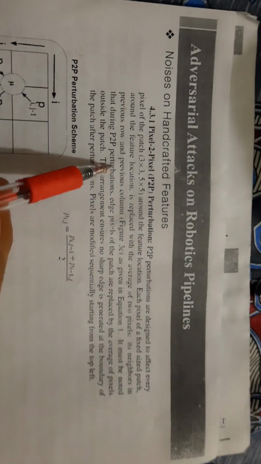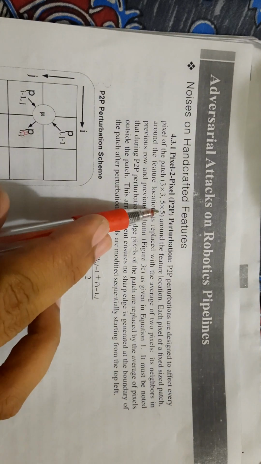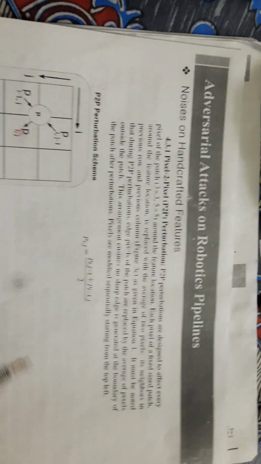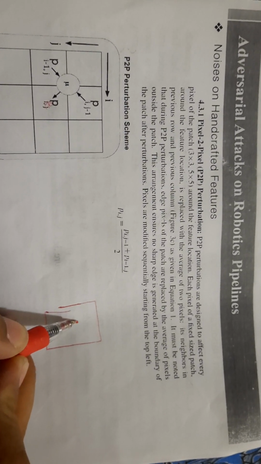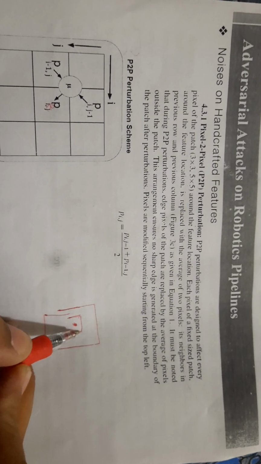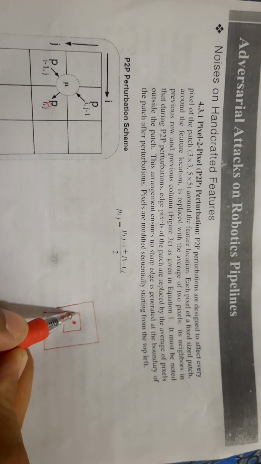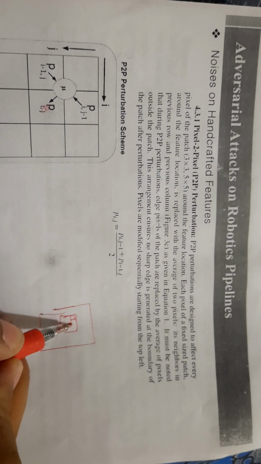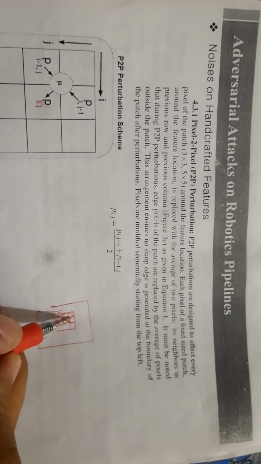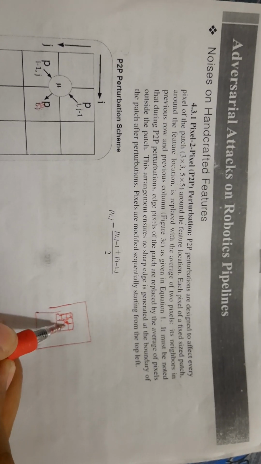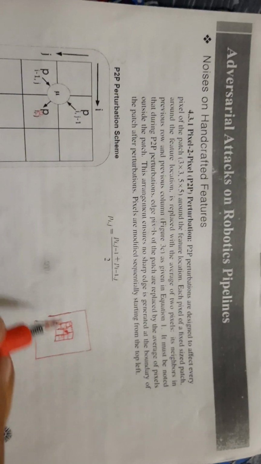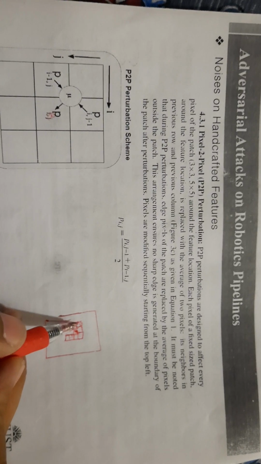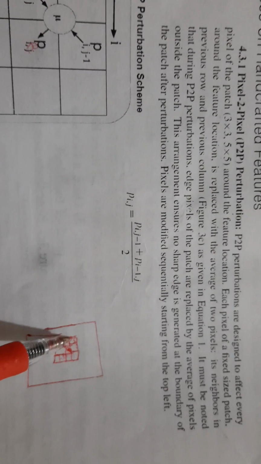Now the third type is pixel to pixel perturbation. Here again they took a 3x3 kernel. For example, this was the picture, and here was the feature that was detected previously before addition of noise. They took a kernel, and obviously if it was 3x3, then there will be 9 pixels. Now they changed these 9 pixels, and they are applying some strategy to change this pixel.